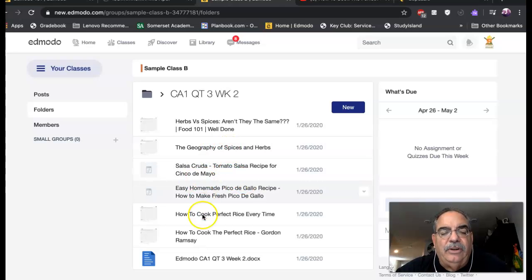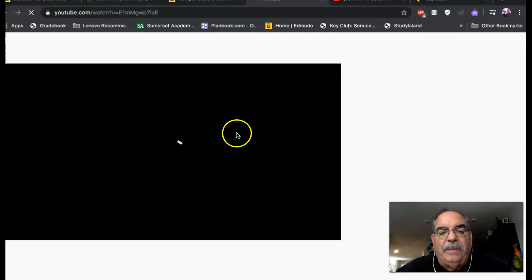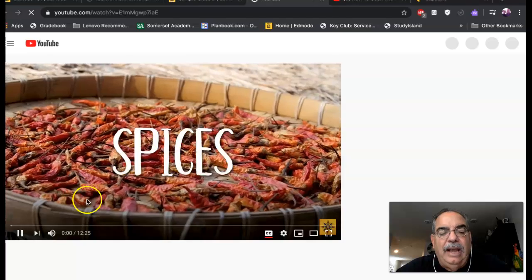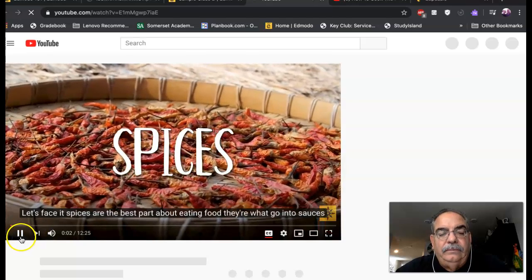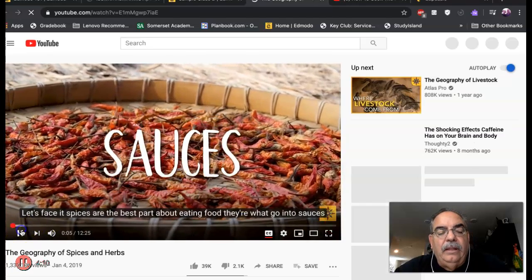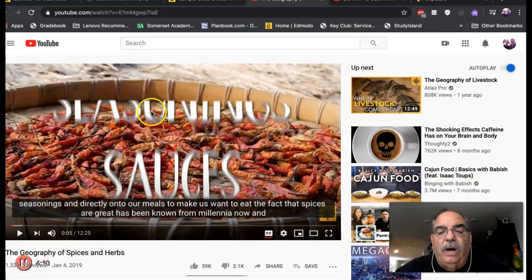So this is where I turn around, and either they're doing social studies with the geography of spices, where they actually sit down. Spices are the best part about eating food. They're what goes into sauces, seasonings. And what they'll be doing is they'll be watching this at home, looking at it with their specific information for differentiated learning. If they have to rewind it, go back, take their notes. Part of what they have to do is actually turn in a video summary report on these.